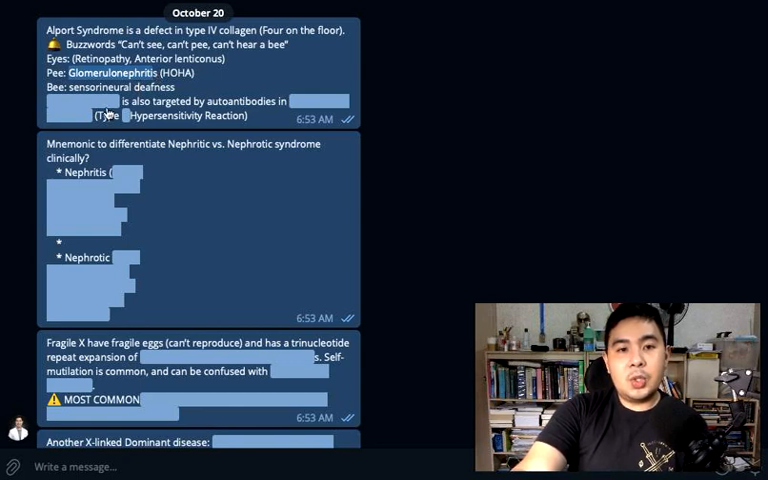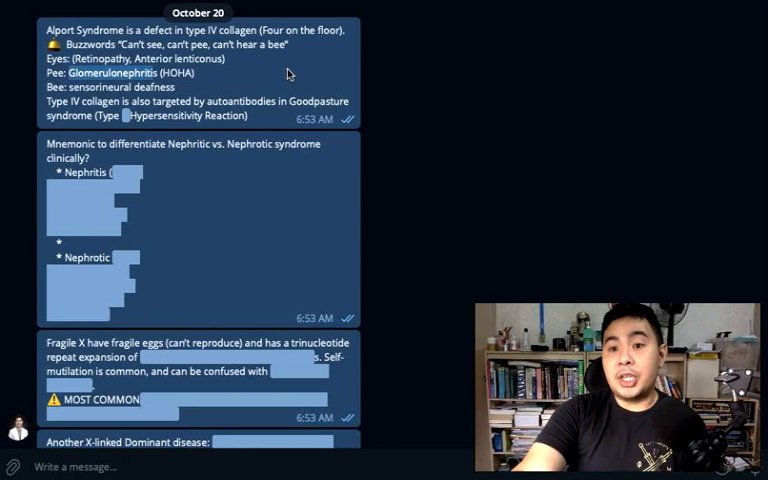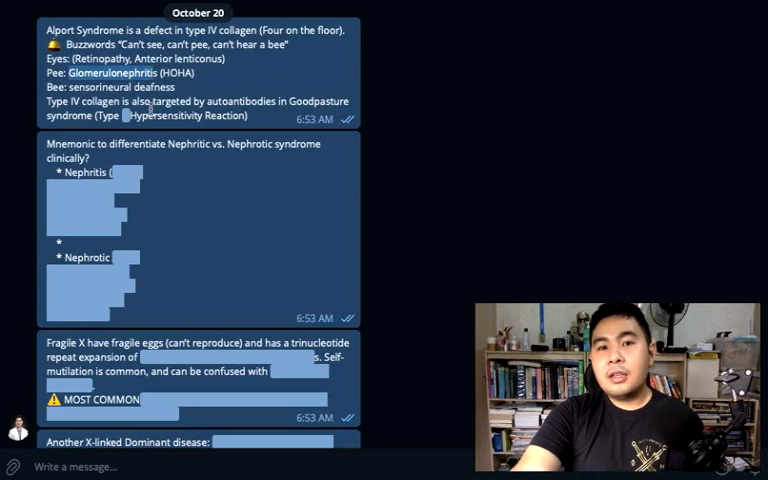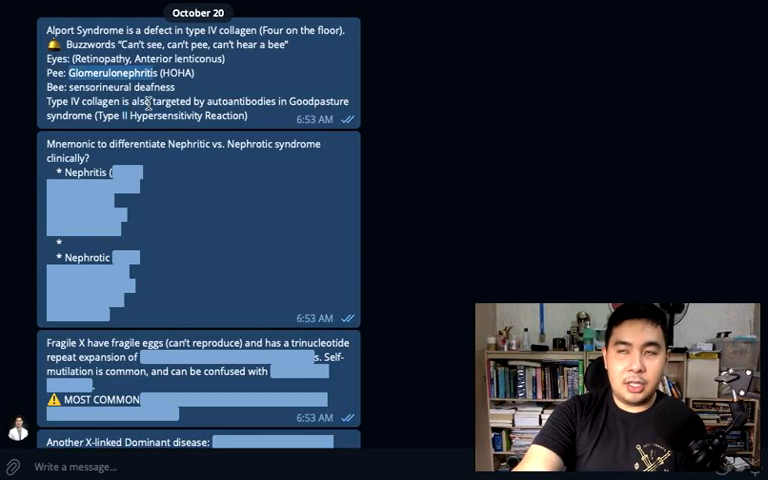Okay? So, type 4 collagen is affected in Alport syndrome. What is a disease where you would have an antibody targeting type 4 collagen? This would be in Goodpasture syndrome. And Goodpasture syndrome is a type 2 hypersensitivity reaction. Just review the different hypersensitivity reactions. It's easily found on the net. Just do a Google search on it.